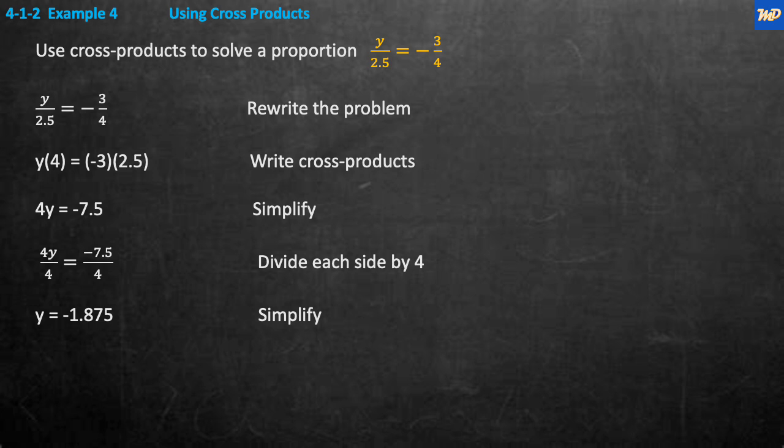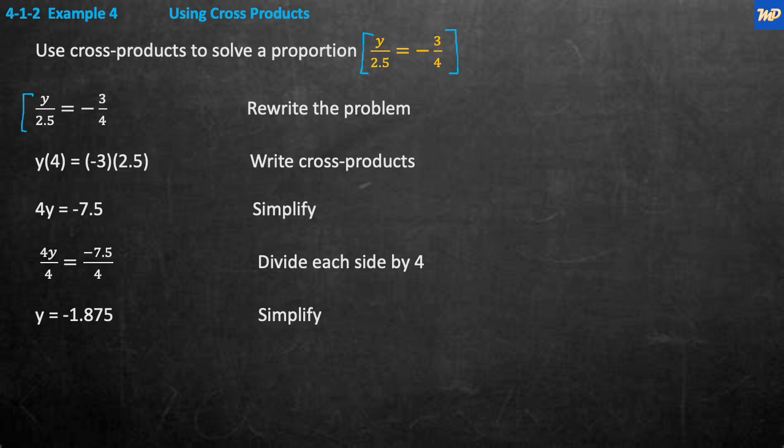Okay, example 4, using cross products. We're just going to put to work this example we just saw. We're going to look at y is to 2.5 as negative 3 is to 4. We have a variable in here, the y. We're going to solve this. So here we have it.